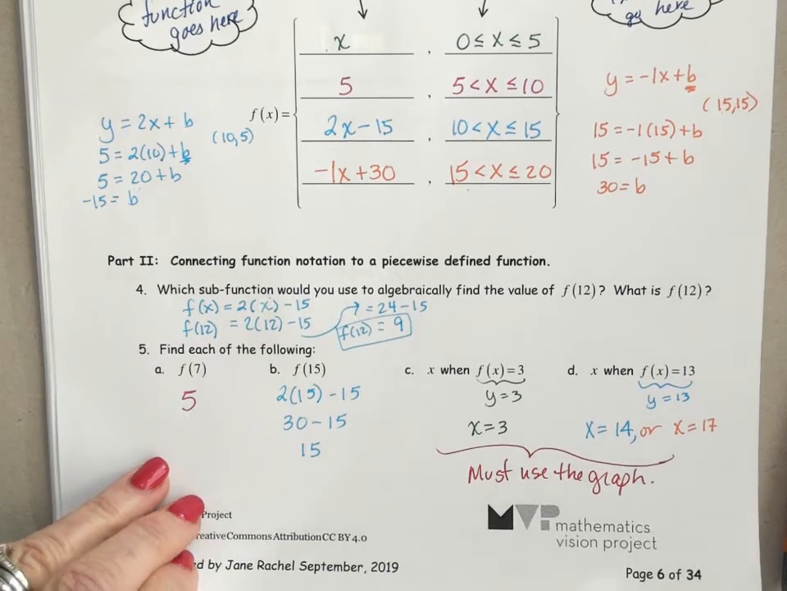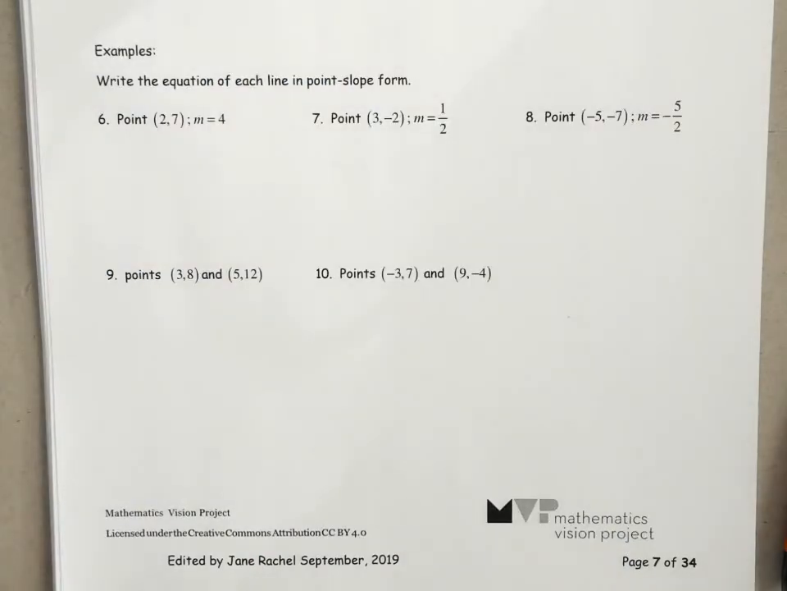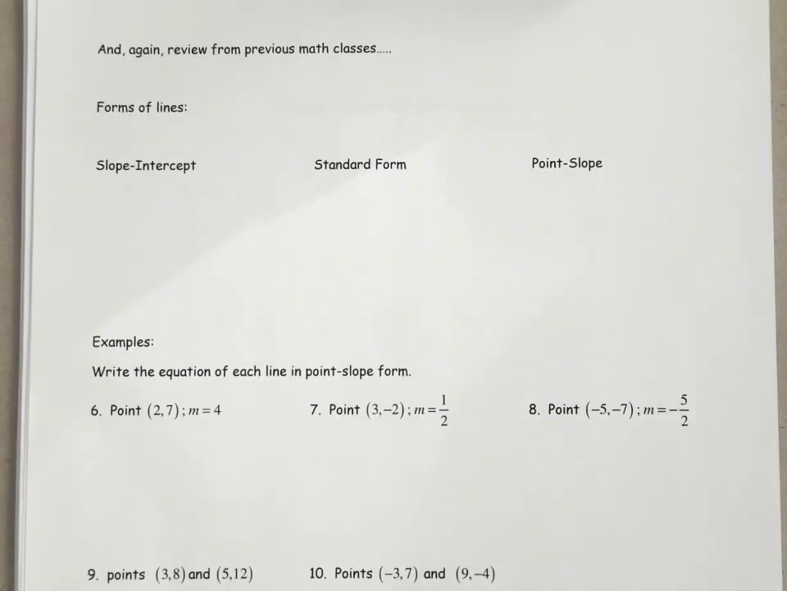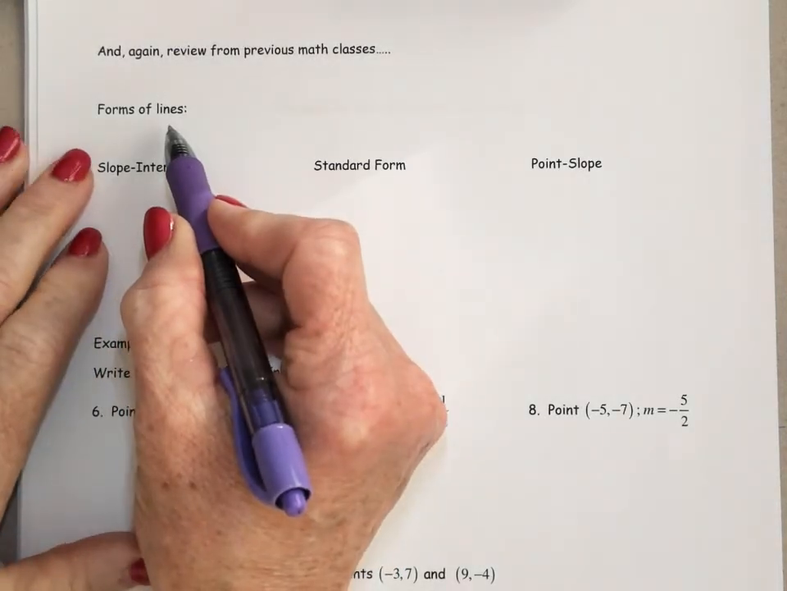Okay? All right, let's look at the next page. All right, so again, MVP is famous for reviewing things from previous math classes. And so that's what the rest of the notes are, reviewing some topics from Math 1, and then some things that we've done here a little bit of. All right, we're going to talk about forms of lines.